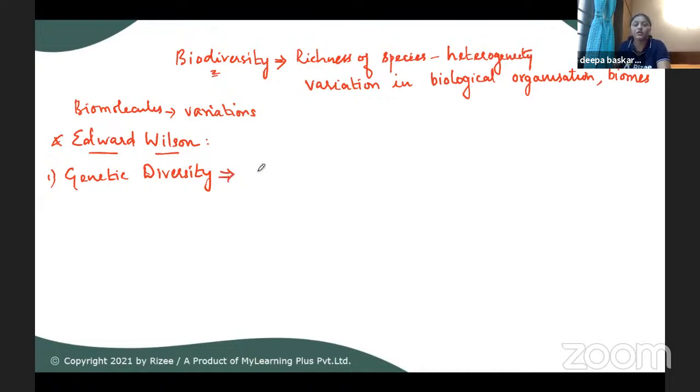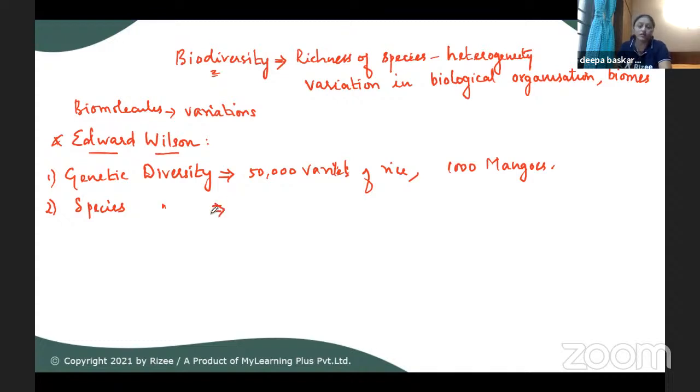One simple example I'll give. Many examples are given in your book. In India, there are nearly 50,000 varieties of rice. And if you take mangoes, there are 1,000 different varieties of mangoes in India alone. This is called genetic diversity. If you talk about species diversity, for example, if you compare Western Ghats with Eastern Ghats, in Western Ghats there are more varieties of amphibians when compared to Eastern Ghats. So in Western Ghats, the diversity is more.